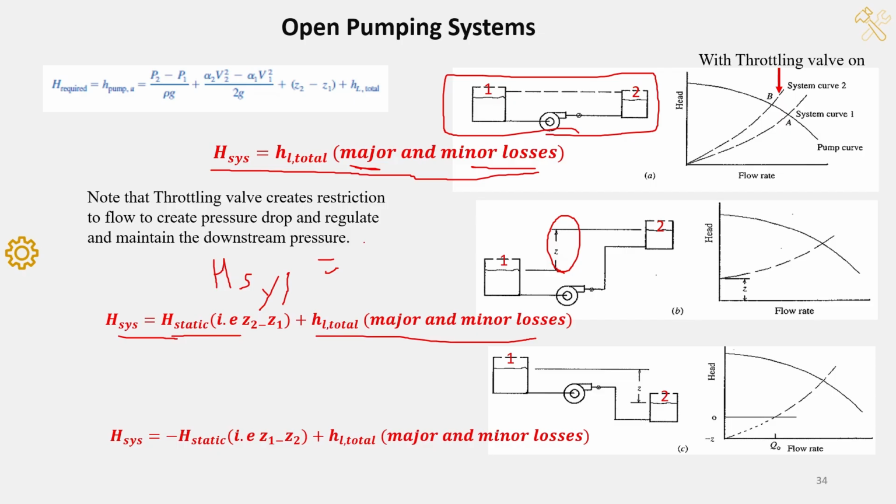If you have an elevation head, then you have to add it to the total loss. For example, if the discharge tank is above the center line of the pump, then you will add the elevation head to the system curve equation. In some cases, like this case for example, you have the discharge tank below the center line of the pump, then you subtract the major losses from the static head, which is Z1 minus Z2.